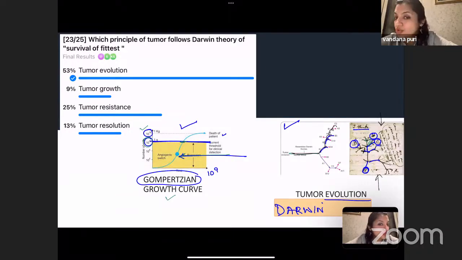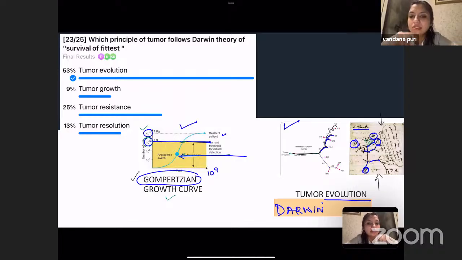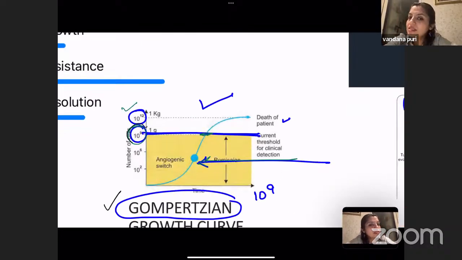Now, tumor growth follows the Gompertzian curve. That's another question that they ask you. The Gompertzian growth curve is the tumor growth curve. By the time you pick up the cancer, the cells are 10 raised to power 9. That is why you are detecting a cancer at a very late stage. You are detecting it when the tumor cells are 10 raised to power 9. By the time the cancer cells become 10 raised to power 12, the patient will die.